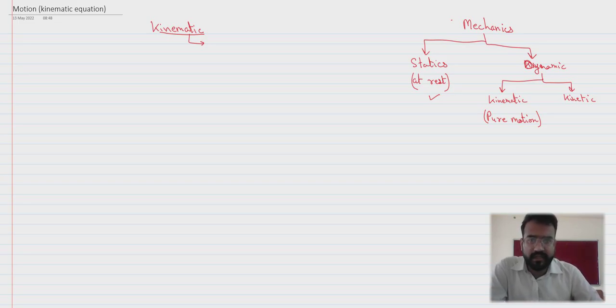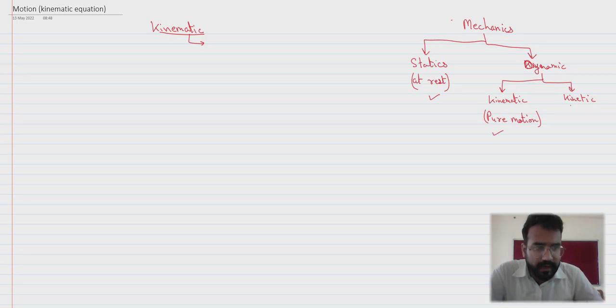For that we have distance, displacement, speed, velocity, average speed, average velocity, then acceleration, then constant or uniform acceleration, then non-uniform acceleration. With respect to time we talk about it, so time is also one of the parameters, but we do not talk about the cause behind the motion. We do not talk about the agent who applies that acceleration on the body in kinematics. That is why it is the pure motion part.